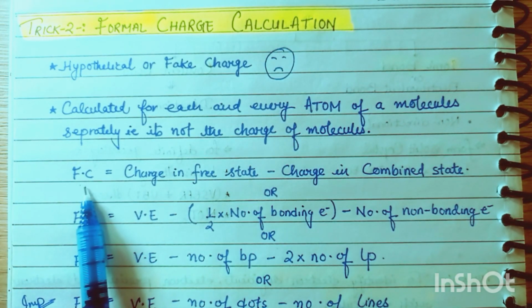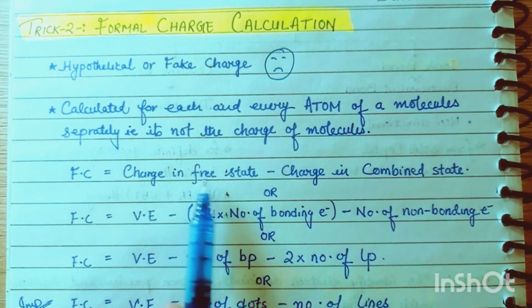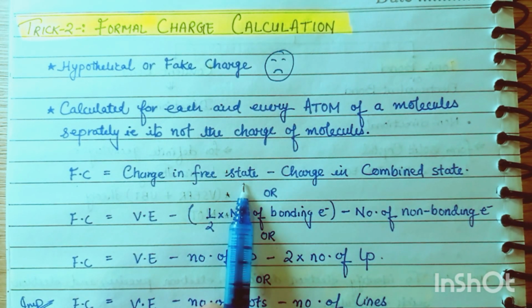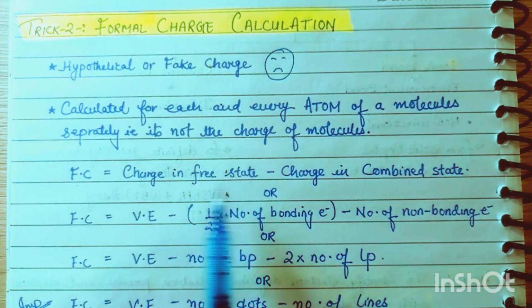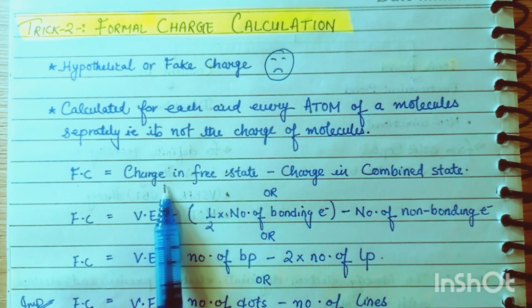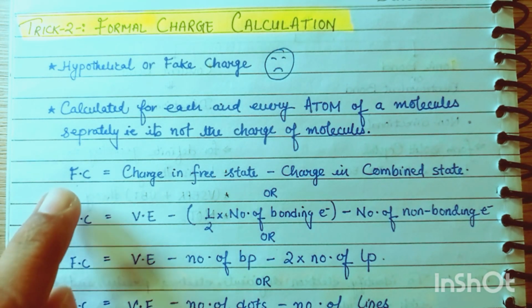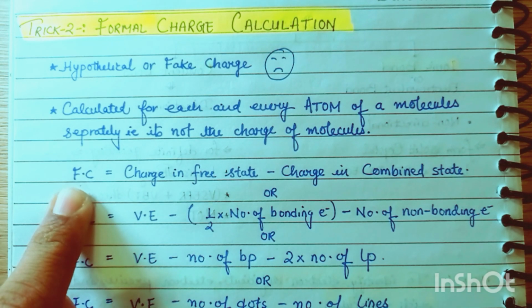Formal charge is equal to the charge in the free state of the atom for which we are going to calculate the formal charge, compared with its charge after combining. For example, take oxygen. Suppose oxygen has a -2 charge in the free state, and after combining with any other atom, the charge may increase or decrease. That difference will be called the formal charge. This is the basic definition.